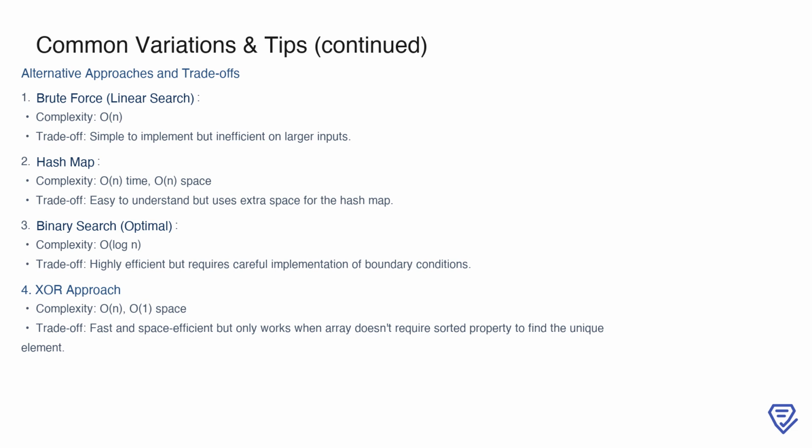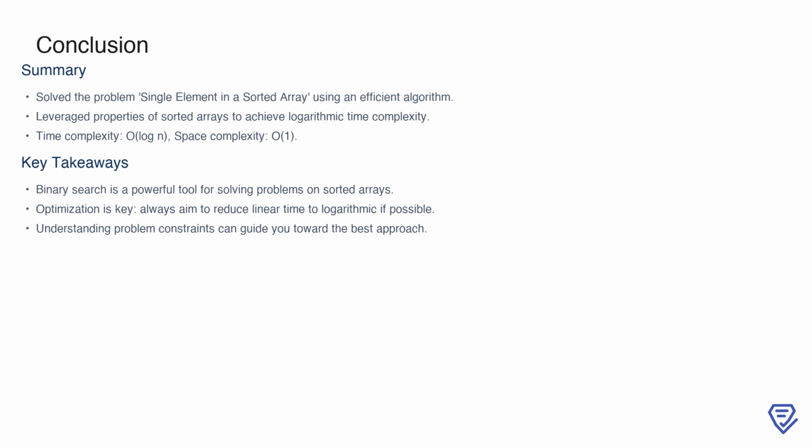Finally, there's the XOR approach, which runs in O(n) time and O(1) space. While it's both fast and space efficient, it doesn't take advantage of the sorted property, making it less optimal for this specific problem. Understanding these trade-offs is essential for selecting the best solution based on the problem constraints. Great job following along. We've successfully solved this single element in a sorted array problem by leveraging binary search for optimal performance. Remember, understanding the problem's constraints and utilizing efficient algorithms like binary search are game changers in coding interviews.